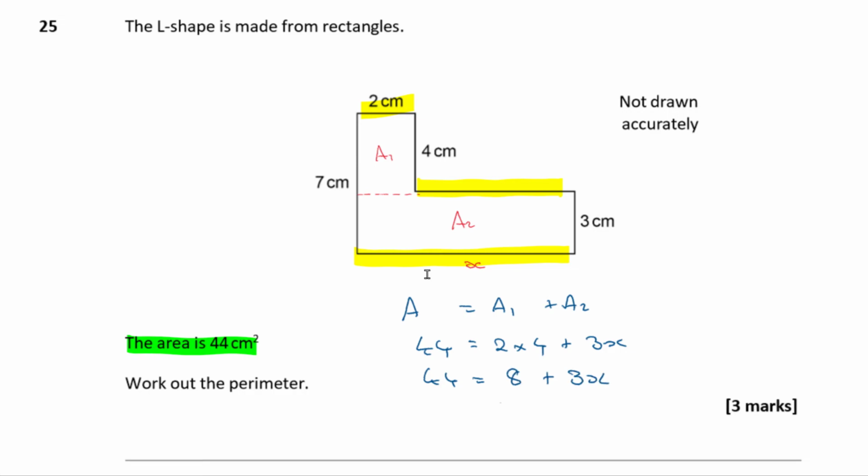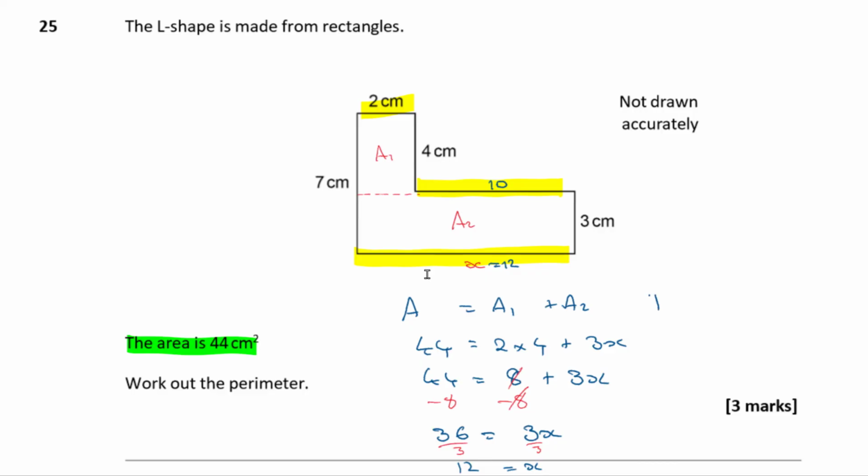So then taking 8 away from both sides, they're going to cancel. It's going to leave me with 3x is equal to 36, and then dividing both sides by 3, that's going to give me 12 is equal to x. Okay, so now I know that this is 12, then this side on the other side must be the 12 take away that 2 up there, so that's going to be 10. Okay, so now I do know all the sides, so now I can go ahead and work out the perimeter.